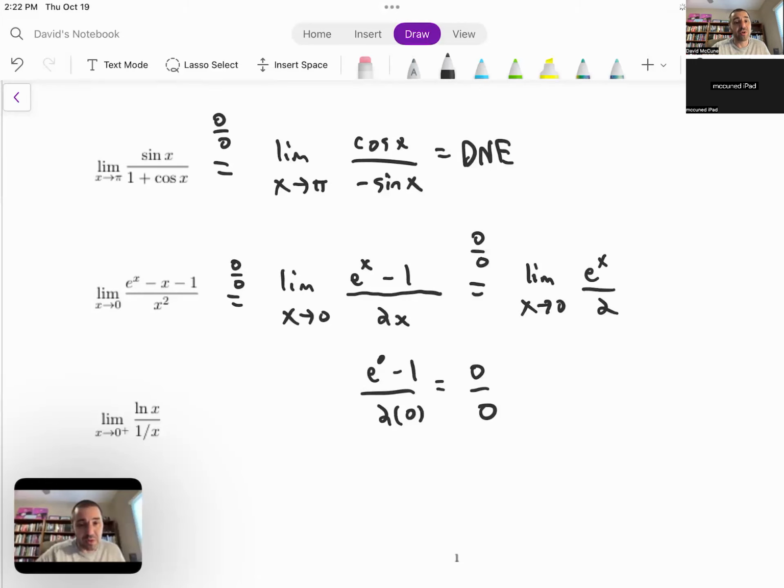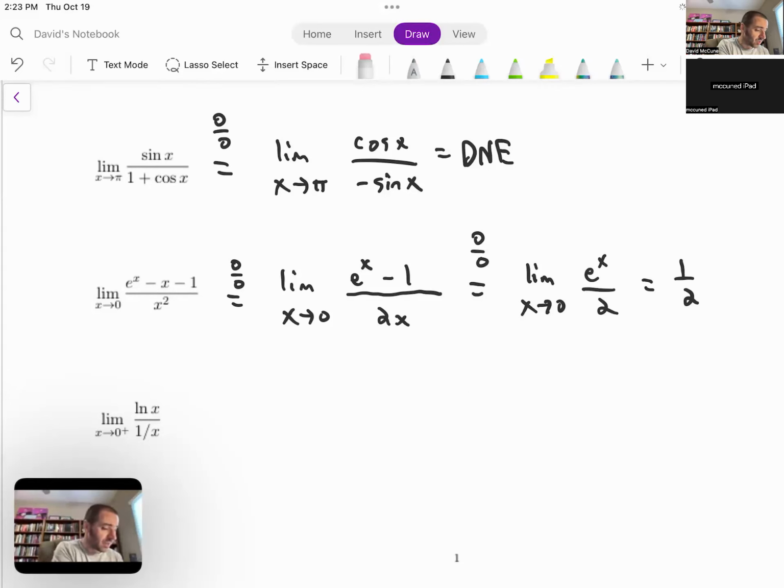So here, the original limit was 0 over 0. So we took derivatives of top and bottom, like L'Hopital's rule said we could. And then the resulting limit was also 0 over 0. So you can just take derivatives again. There's no limit on how many times you can use L'Hopital's rule on the same problem, as long as it keeps being 0 over 0 or infinity over infinity. And now finally we can plug in 0 for x and we get an answer of a half.